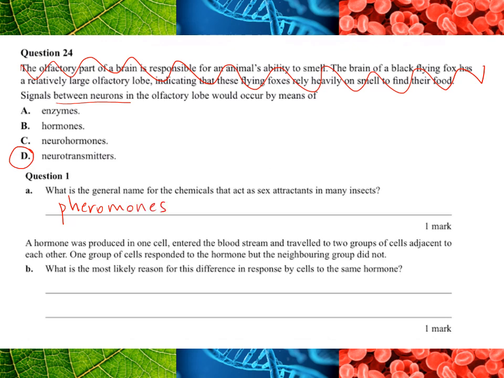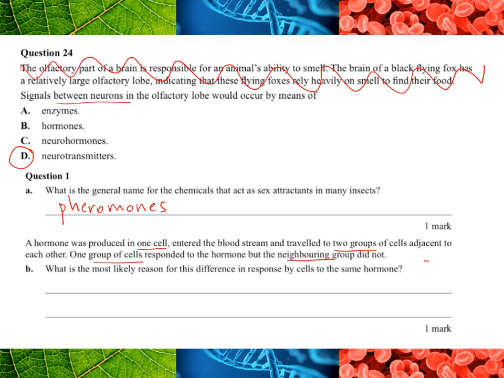Okay, you don't need to know specific ones, it's asked for the general name. And then this next one: a hormone was produced in one cell, entered the bloodstream, and travelled to two groups of cells that were next to each other. One of the groups of cells responded to the hormone, but the neighbouring one did not.